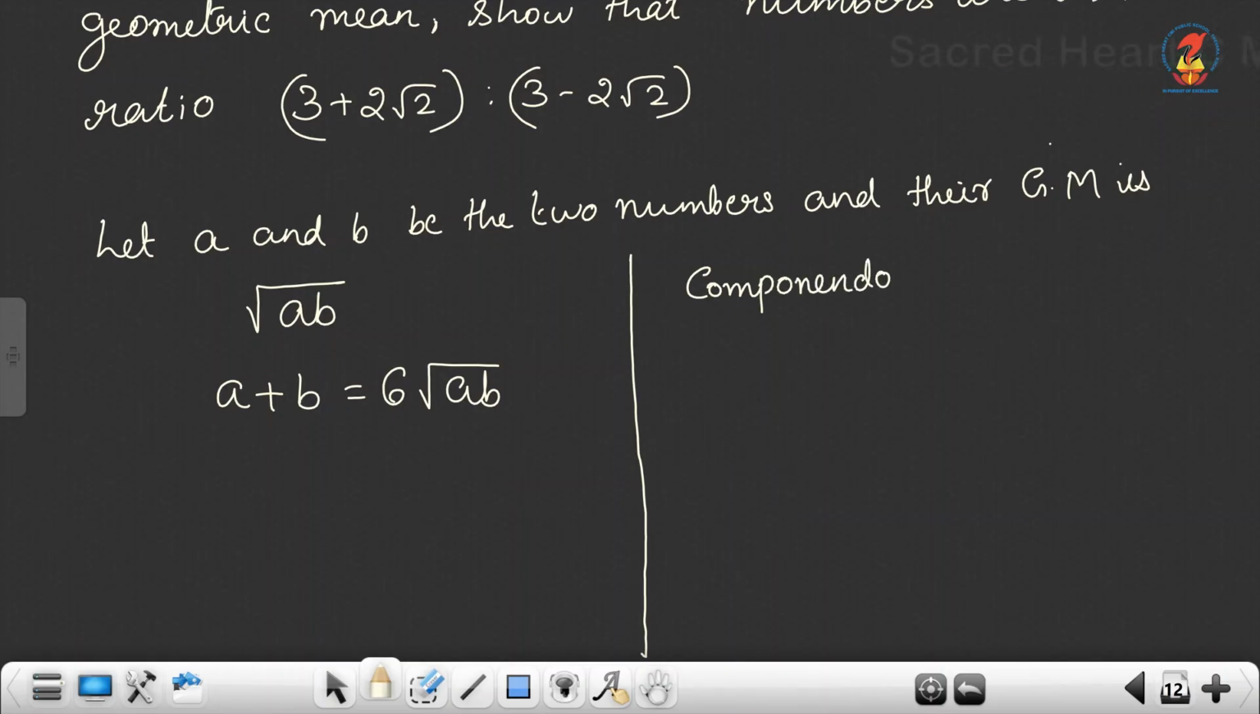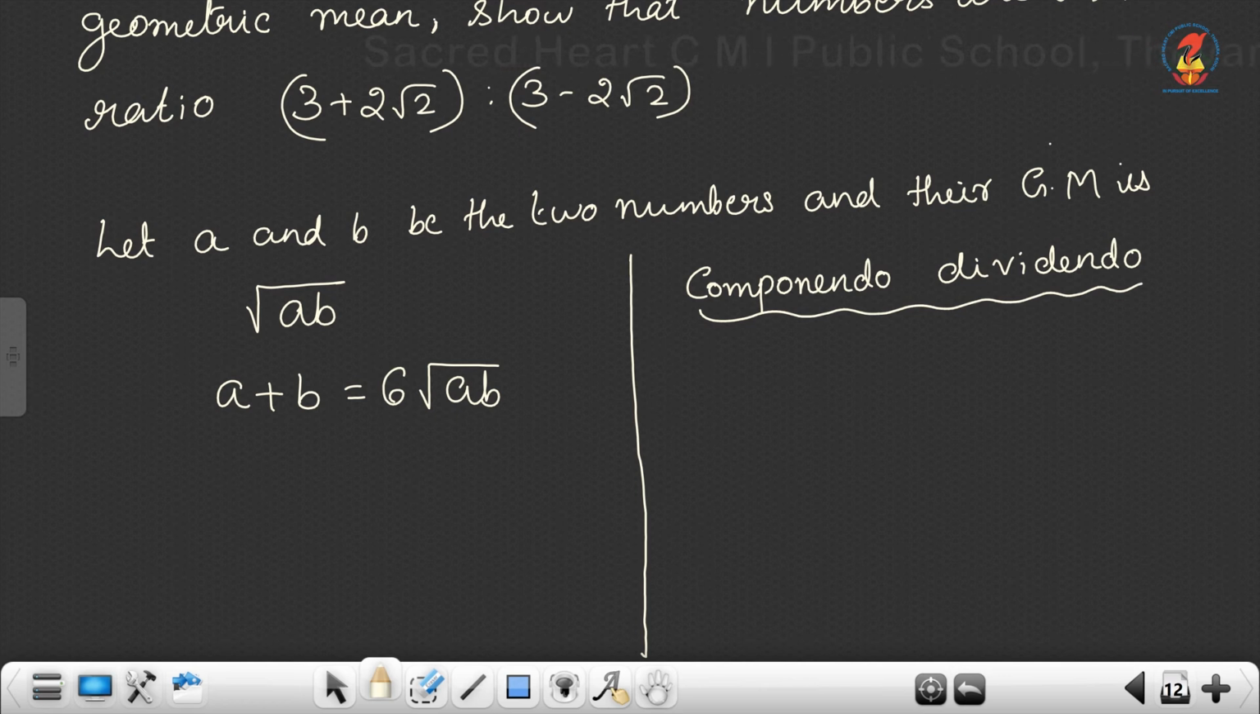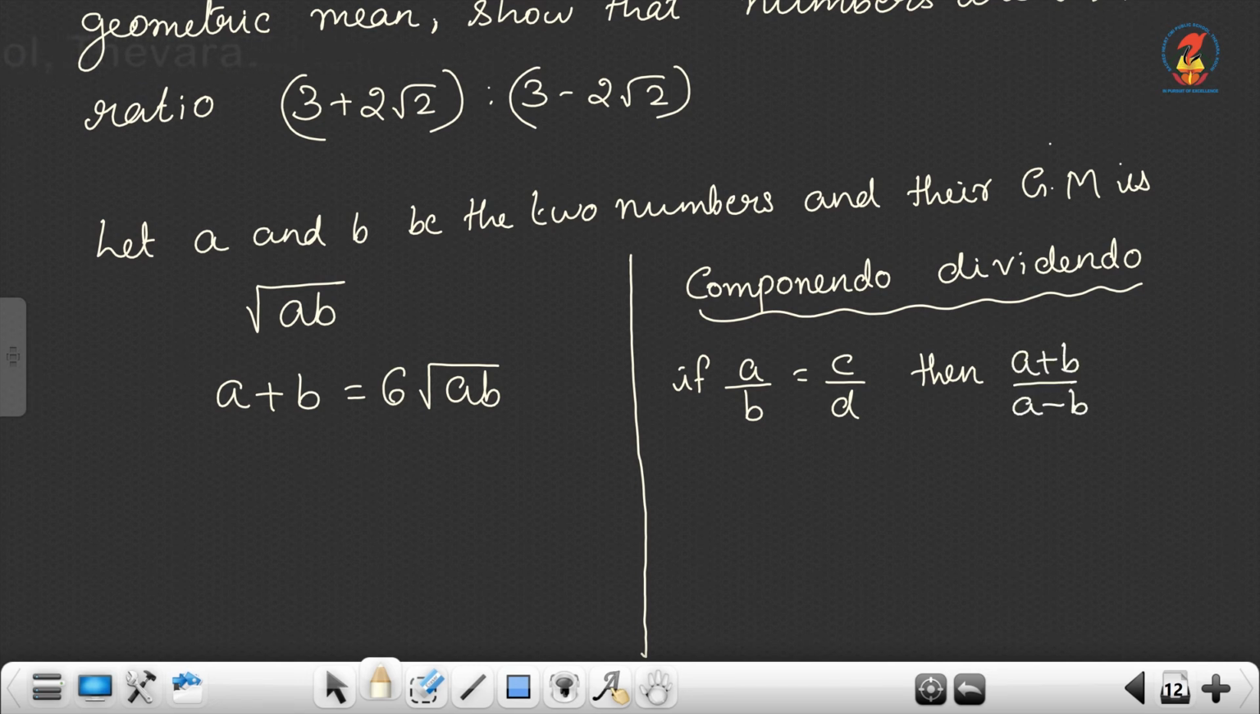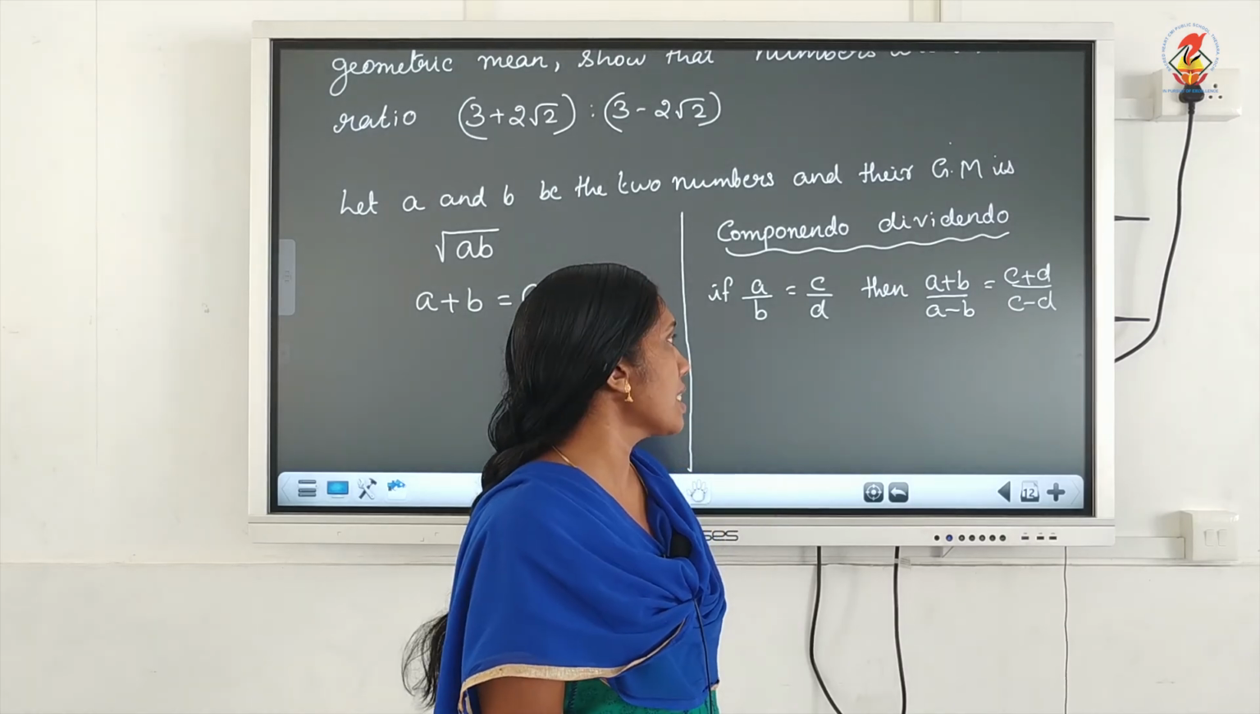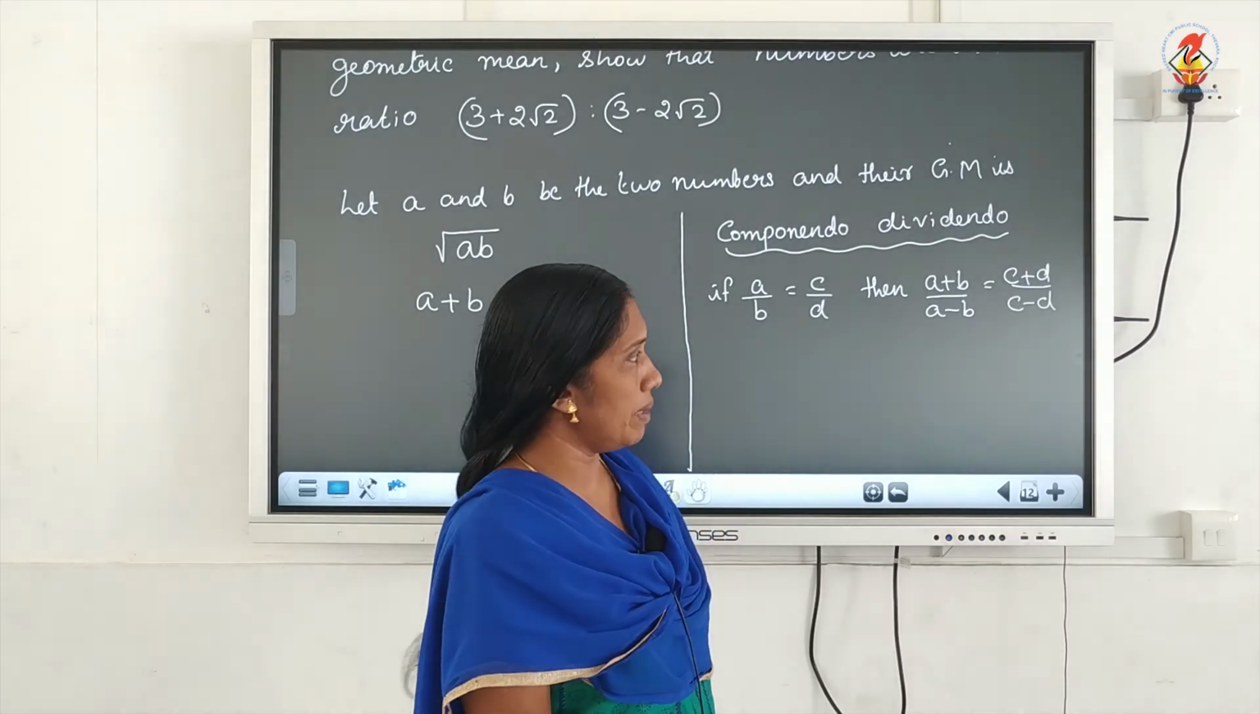Componendo dividendo. This is the name of the property. The property says that if a by b equals c by d, these are numbers, then a plus b by a minus b is equal to c plus d by c minus d. This is the property.